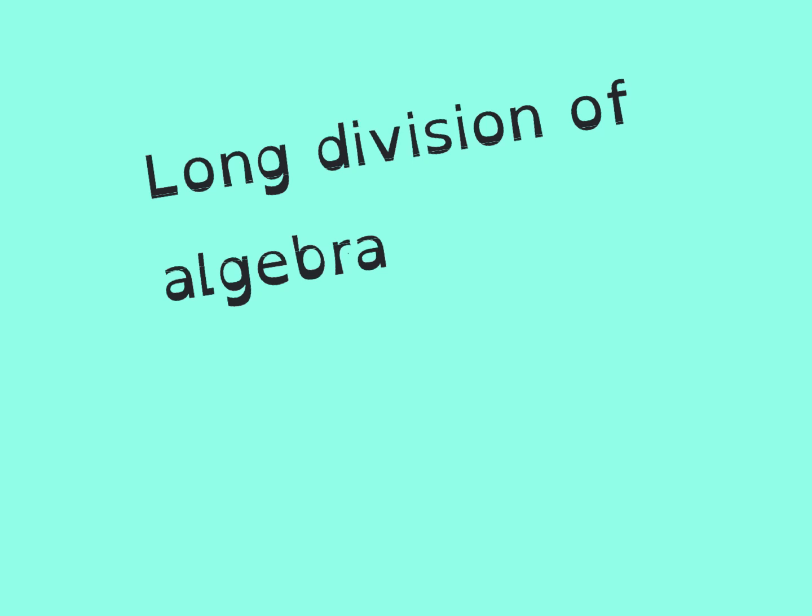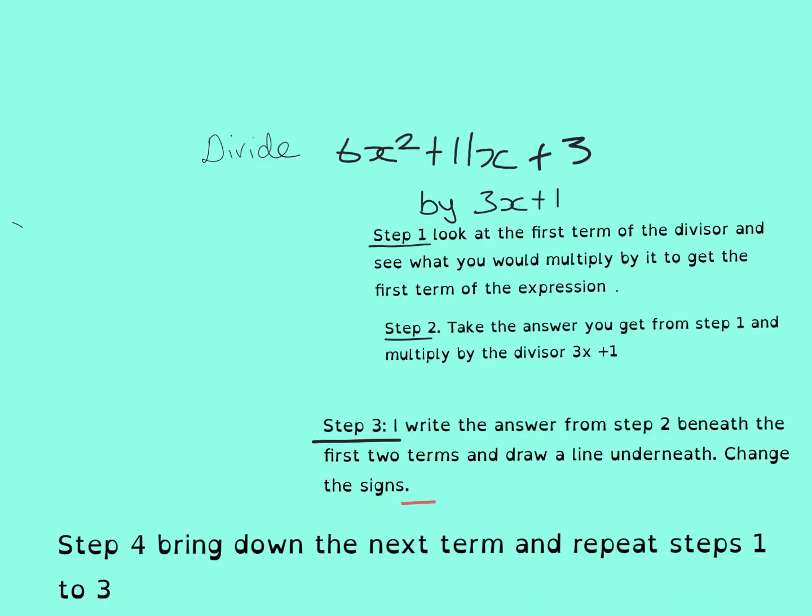So today we're going to look at long division of algebra. If you remember from primary school, when we were dividing something like 200 by the number 4, we used to write it like this. And so we knew that 4 didn't go into 2, but 4 went into 20 5 times. And then we would say 4 goes into 0 0 times. For long division of algebra, we're going to use a very similar logic.